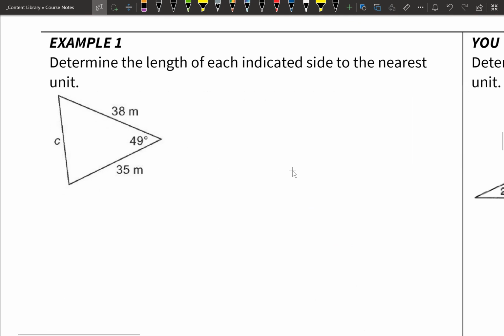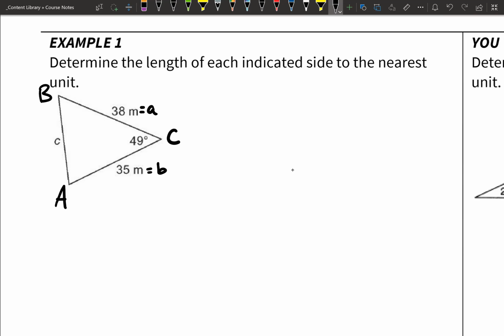So here we are. Determine the length of each indicated side to the nearest unit. Okay, so as before, we usually should label our triangle. So if I have side C on the left, I'm going to label its opposite angle C. Okay, and 38 and 35, I can arbitrarily choose which letter to put. So if I put 38 for A and 35 would be B, just make sure you label the corresponding angles appropriately. So opposite of side A will be angle A down here, and opposite of side B will be angle B up here.